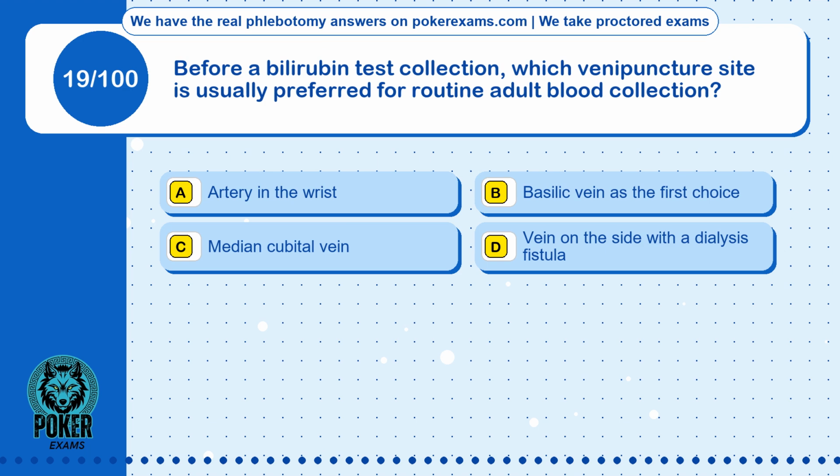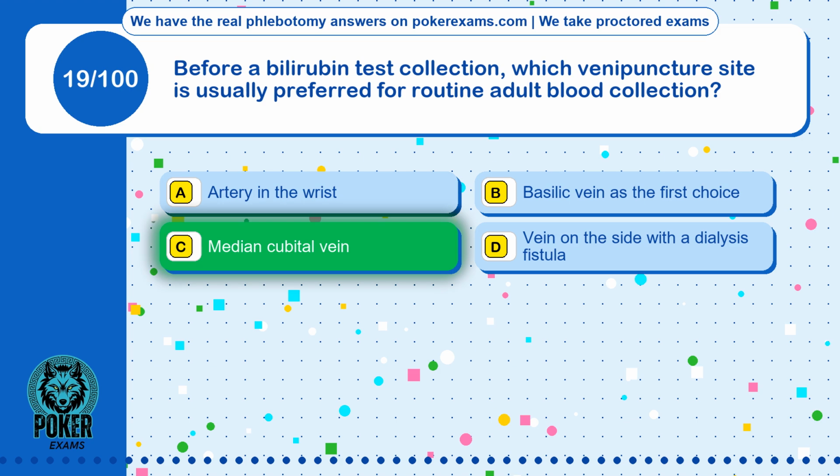Question 19. Before a bilirubin test collection, which venipuncture site is usually preferred for routine adult blood collection? Option A. Artery in the wrist. Option B. Basilic vein as the first choice. Option C. Median cubital vein. Option D. Vein on the side with a dialysis fistula. The correct answer is option C.